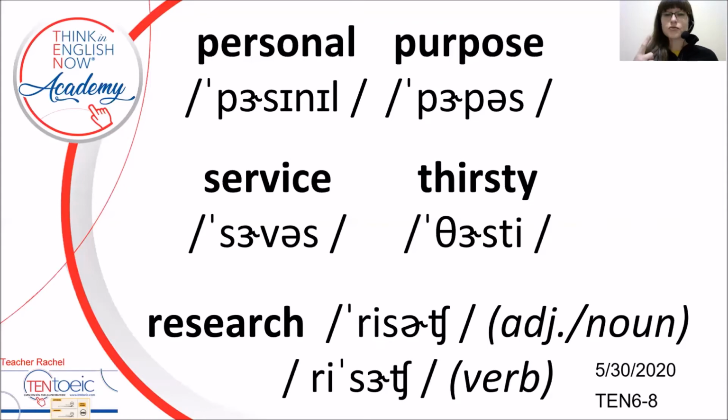So the first one is research. This is the adjective or noun. So this can describe, like, Google we use for research. It's a research tool. Google or an encyclopedia is a research tool. That means you can look for information and find information. Our verb is when you do it, when you are looking for information. I have to research how to pronounce this word. I have to research the meaning of the word thirsty. So you're looking for information.